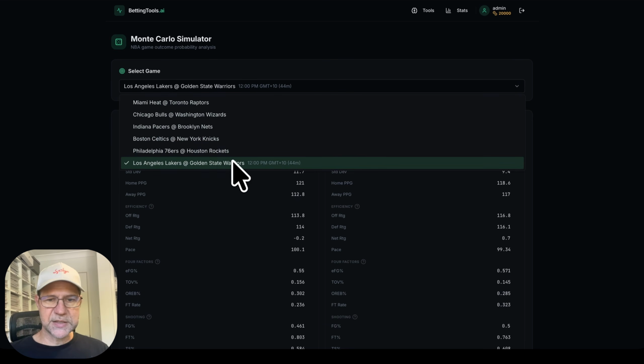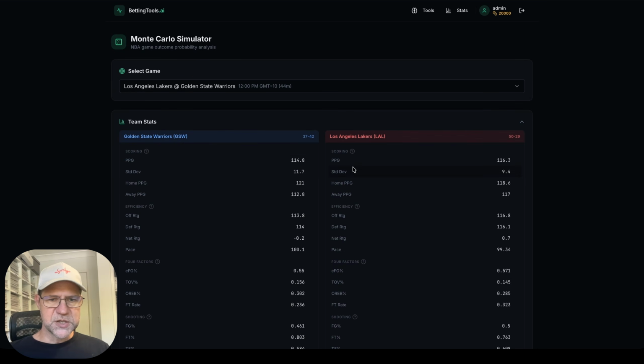And let's have a look at the Lakers-Warriors game on later today. So if you look down here, the first two statistics you've got are the points per game and standard deviation of the two teams, like we spoke about before. Now, if you just put in these two numbers for each, then you would get a result. It's probably not going to be that meaningful, all right?